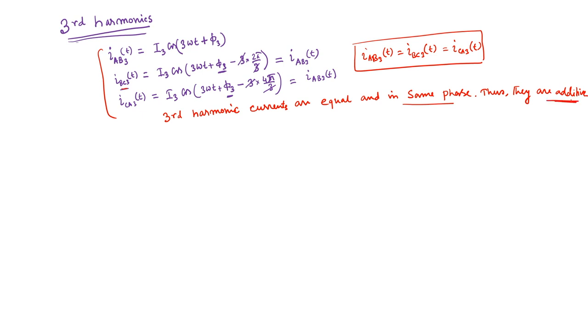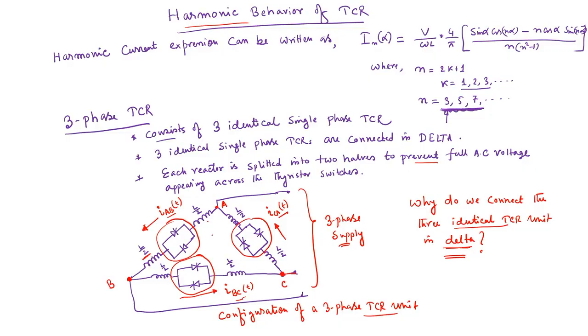Okay. So, thus they are additive. So, when they are additive, we can make a specific connection to confine it, and that is exactly done by this delta connected circuit. So, this delta connection is primarily done to keep this third order harmonics or any triplet order harmonics to be confined within this delta limb, and this line current will be free from this triplet harmonic.